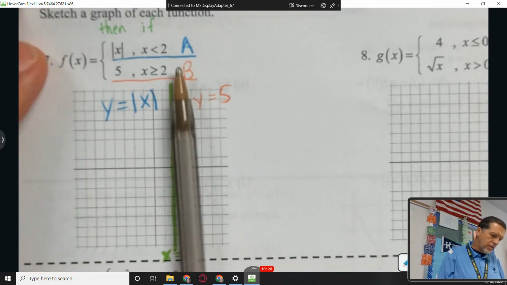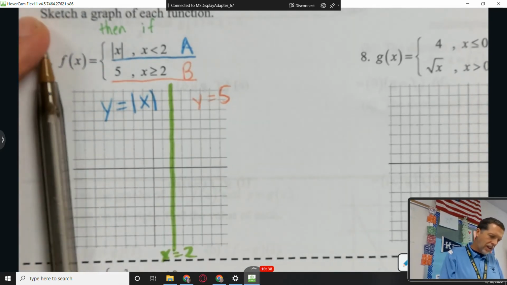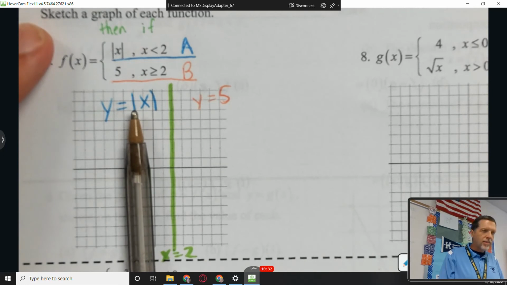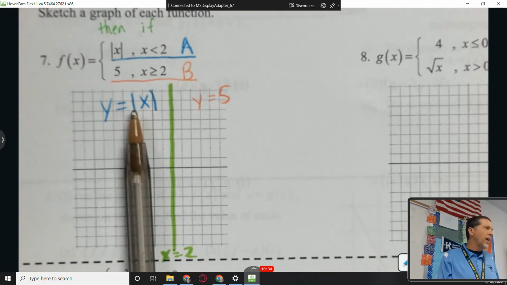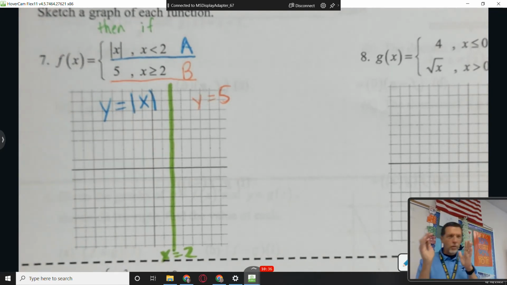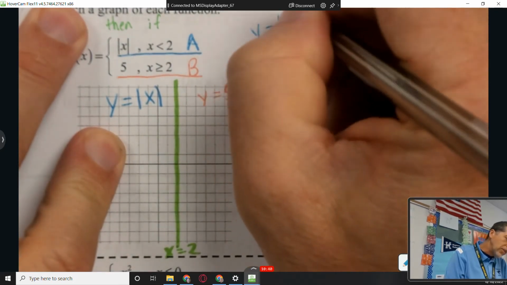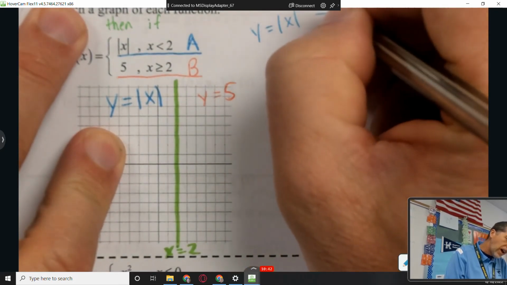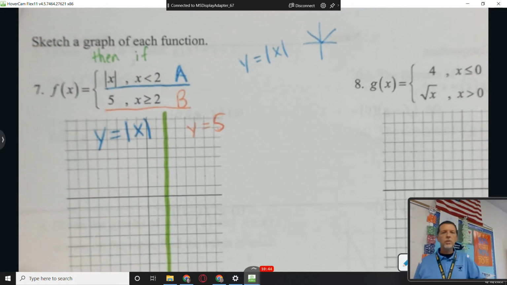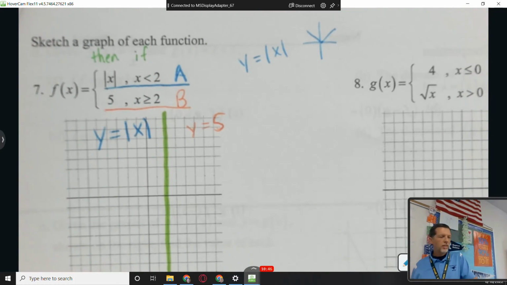So x is less than 2, that's on this side. I'll graph absolute value of x. A little side note, you gotta know how to graph the parent functions before you start worrying about where they go. Maybe it's helpful to do a quick sketch to the side. I know what absolute value looks like. So I'm going to graph that, but only when x is less than 2.